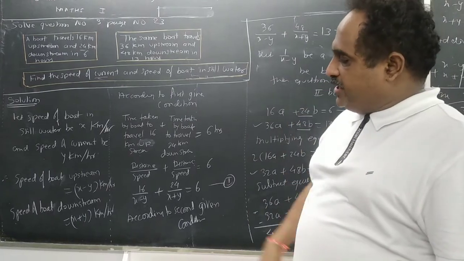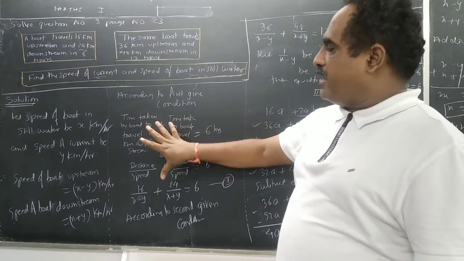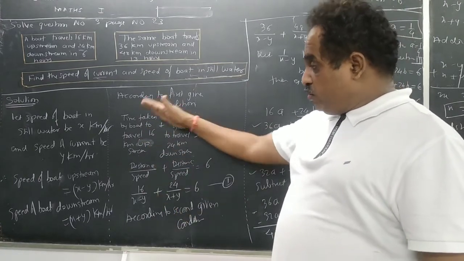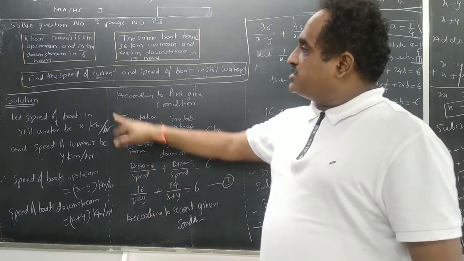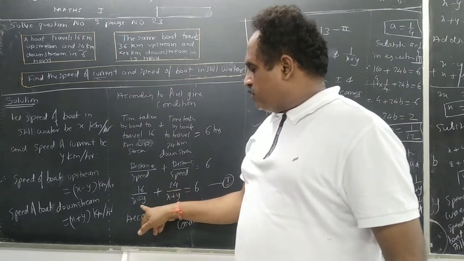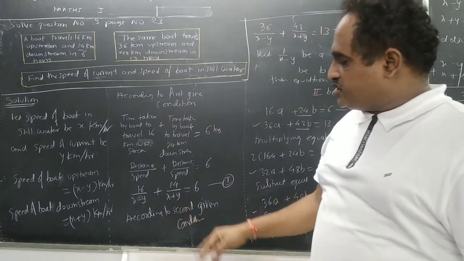According to the first given condition, this took more space actually. If you are writing or not writing, it makes no difference. But to make you understand I have given this. So what you got? Distance is how much? 16 kilometer. Upstream is x minus y. Distance is 24 kilometer upon x plus y is equal to 6.